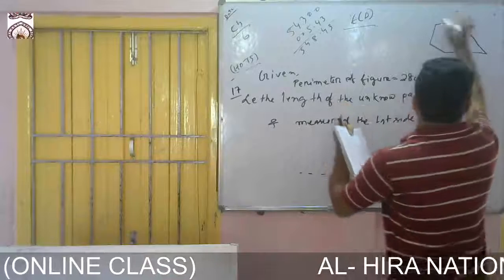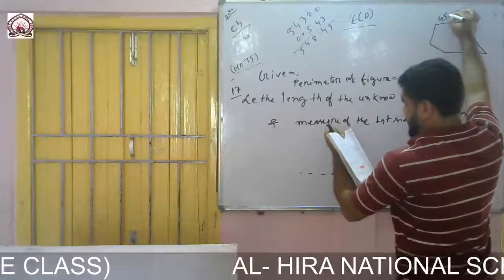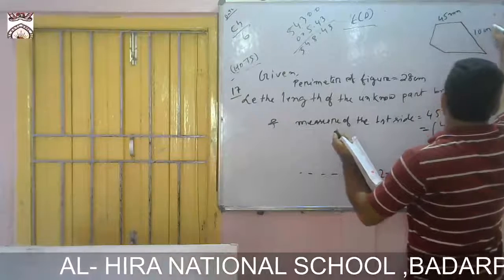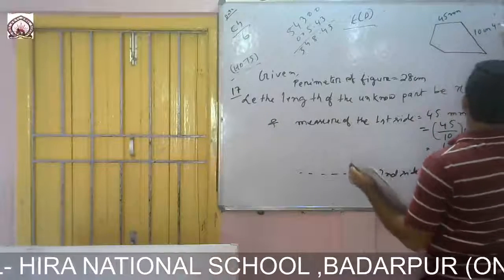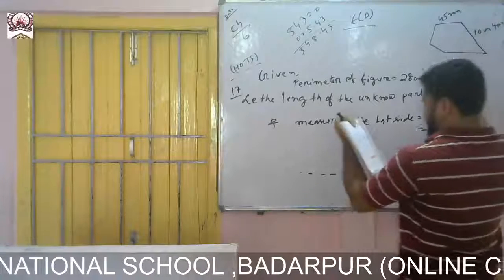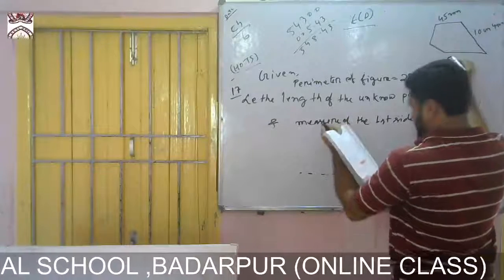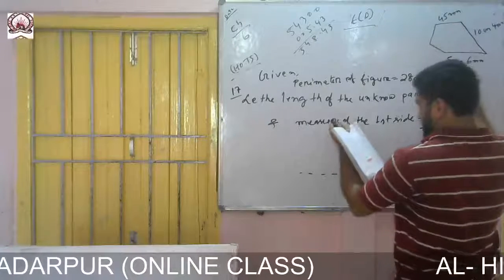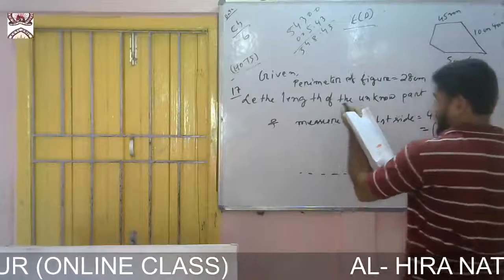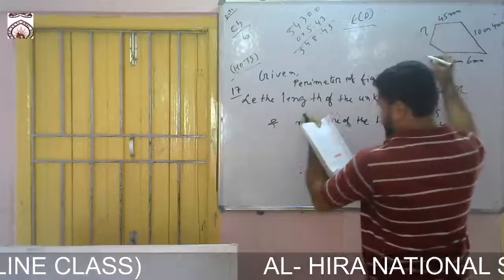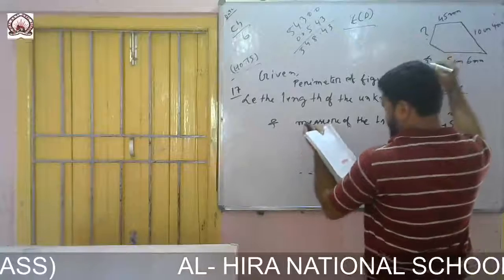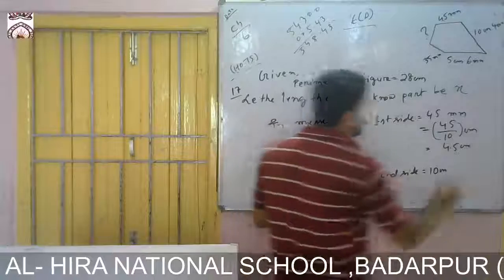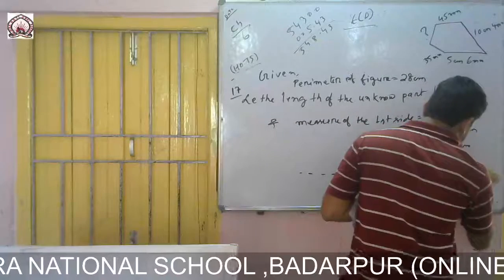Okay, so see, this side is 45 millimeter, this one is 10 centimeter 4 millimeter, this one is 5 centimeter 6 millimeter. This one we need to find, and this one is given 35 millimeter. Now you see 10 centimeter 4 millimeter.